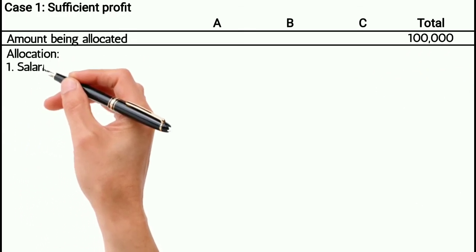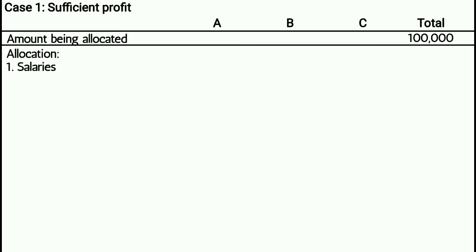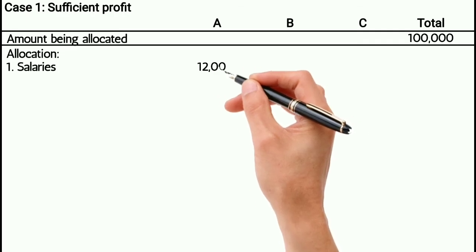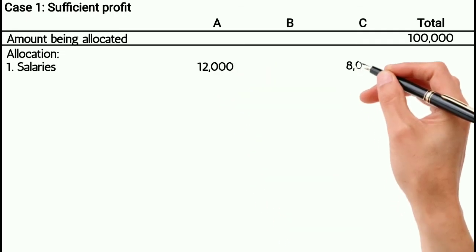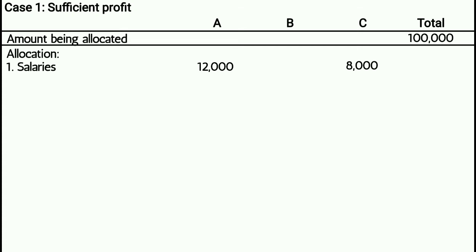Unahin natin yung salaries. Ang annual salary ni A ay 12,000 pesos at ang annual salary ni C ay 8,000 pesos. Therefore, yung 12,000 pesos mapupunta kay A at yung 8,000 pesos mapupunta kay C. All in all, that is equal to 20,000 pesos. Take note that the partners are entitled to salaries whether the partnership earns a profit or the partnership incurs a loss.